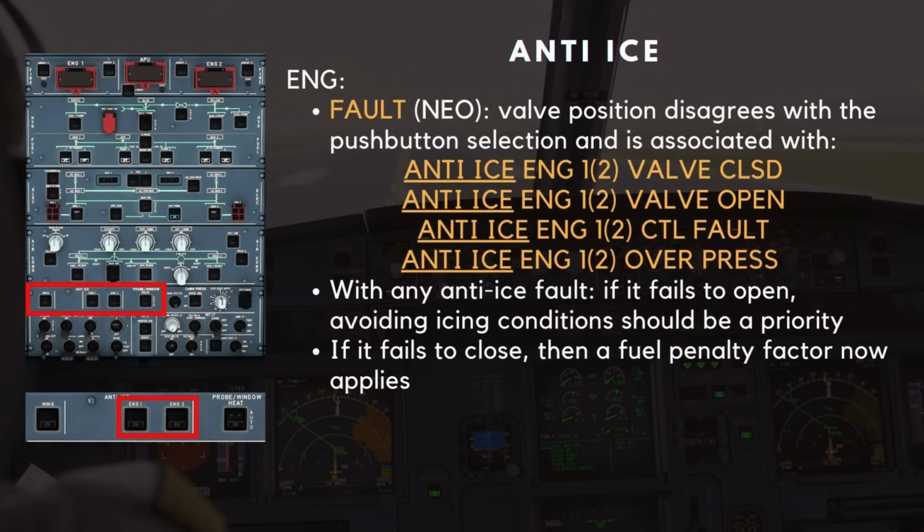If an amber fault light appears on a NEO aircraft, then the valve position disagrees with the push-button selection and is associated with an array of anti-ice ECAMs. These will either be a valve closed, valve open, control fault, or overpressure caution. With any anti-ice fault, if it fails to open, avoiding icing conditions should be a priority. And if it fails to close, then a fuel penalty factor now applies.